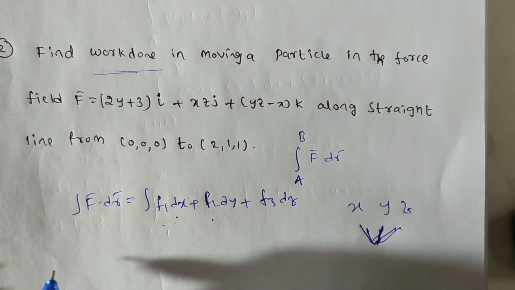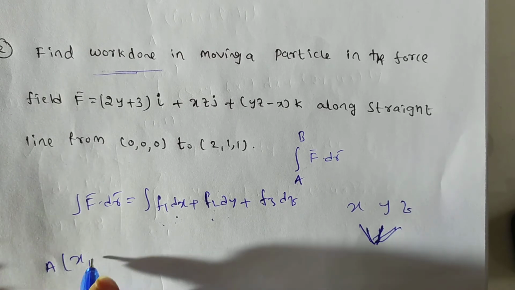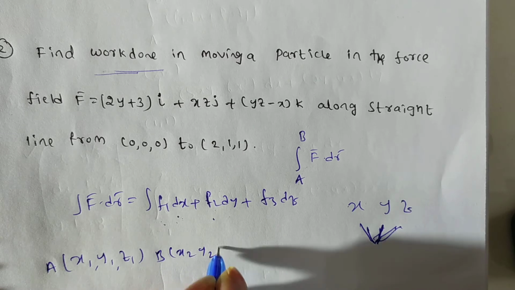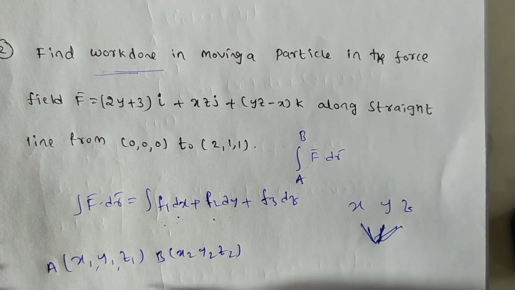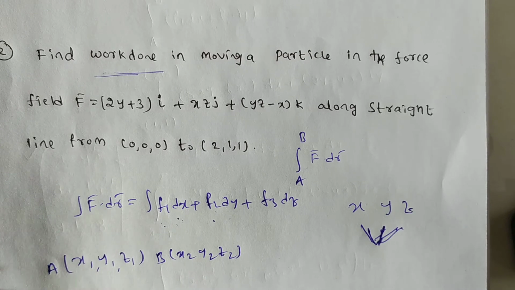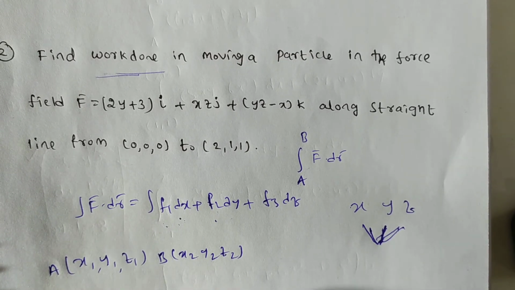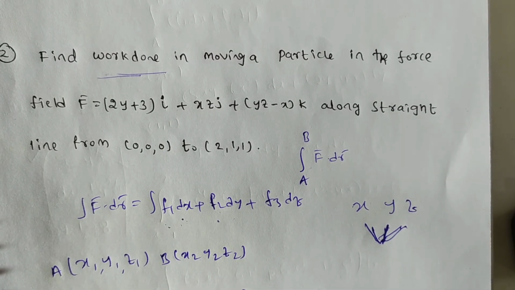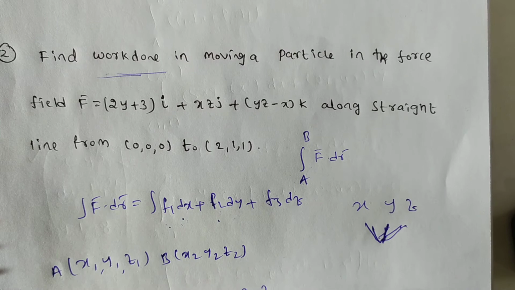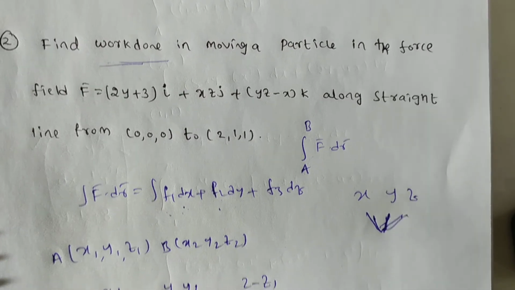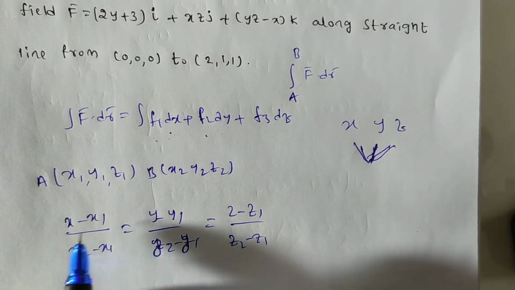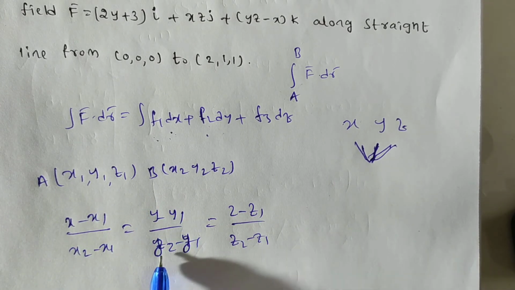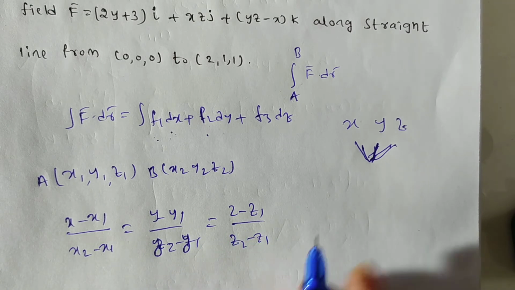The straight line form is, suppose A is (x1, y1, z1) and B is (x2, y2, z2), then the line AB is (x - x1)/(x2 - x1) = (y - y1)/(y2 - y1) = (z - z1)/(z2 - z1). I will repeat again. The straight line AB is (x - x1)/(x2 - x1) = (y - y1)/(y2 - y1) = (z - z1)/(z2 - z1).